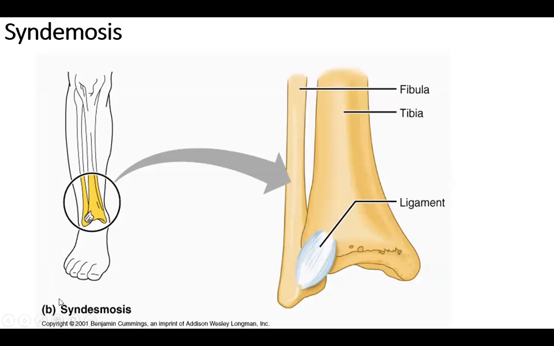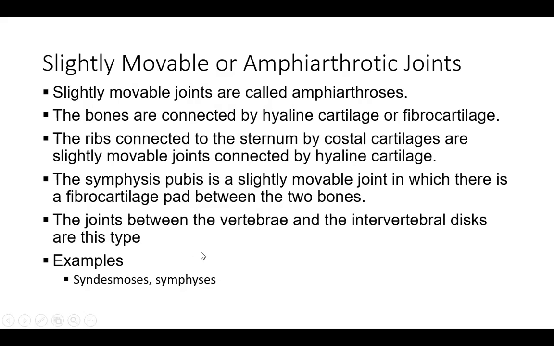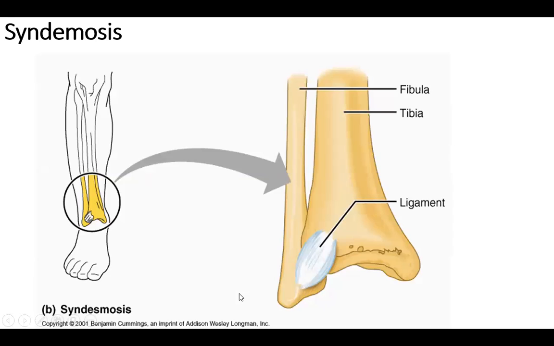Now, the type of structure we were talking about was a symphysis, like the pubic symphysis between the pubic bones in the pelvic girdle. The other type of slightly movable joint is called a syndesmosis. We see this at the area we refer to as the ankle. It is a connection between the fibula and the tibia at the lateral malleolus.